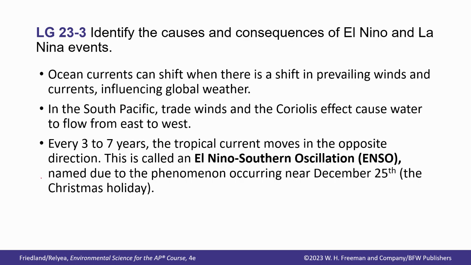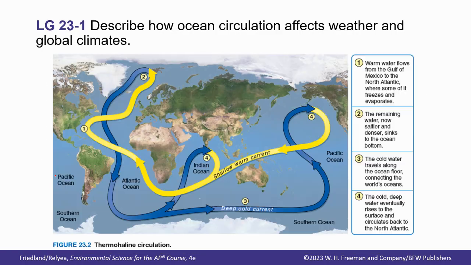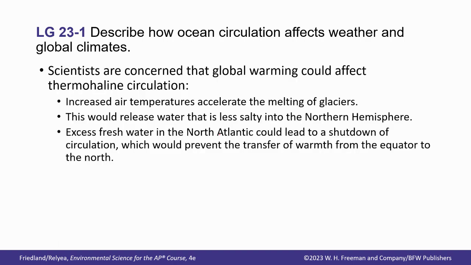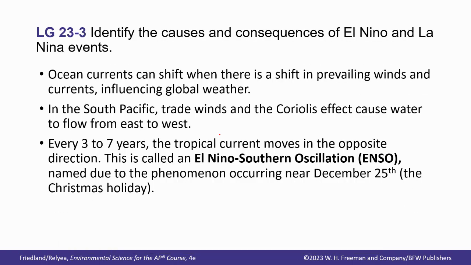So going back a few slides, these can change based off of other factors such as getting warmer or colder, or oscillation, or the Coriolis effect, excuse me, and things like that. So those are not tried and true 100%, but that's generally how they go, but they can change. And so ocean currents can shift. There's a shift in prevailing winds and currents influencing global weather.